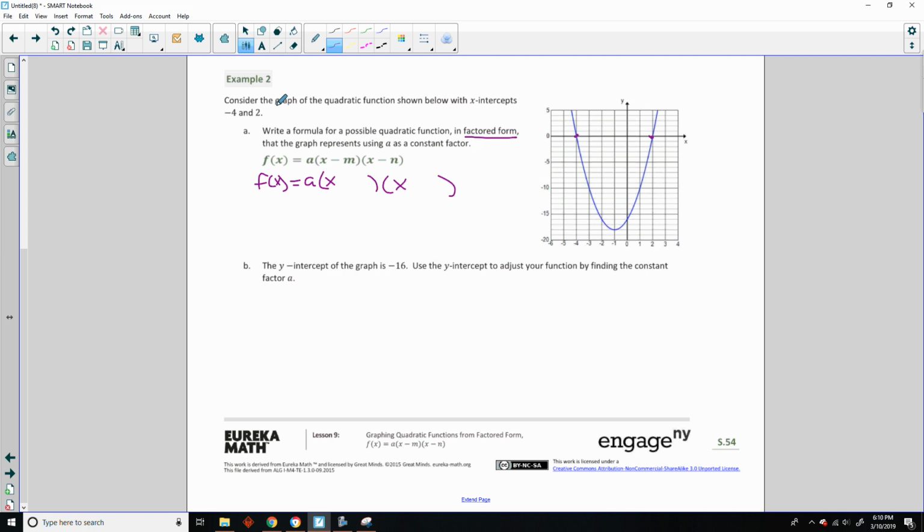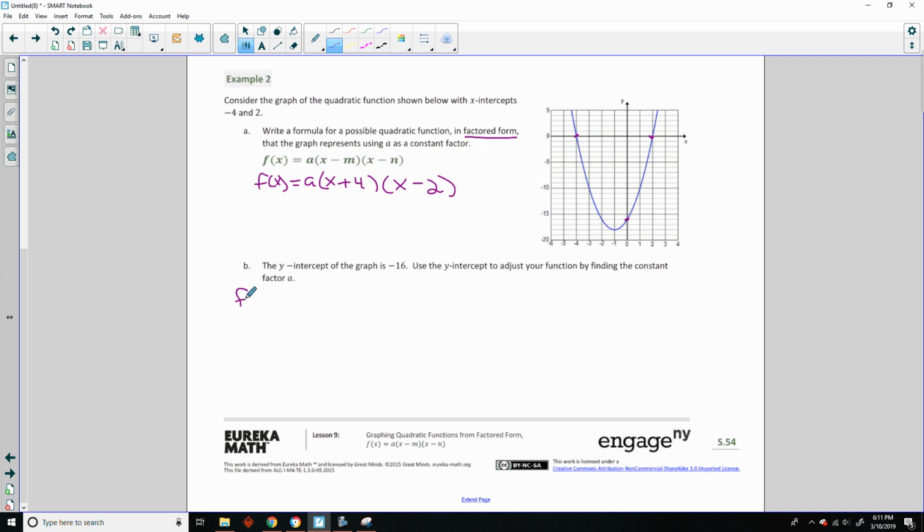Well, my m and my n are the opposites of my zeros. So if this is negative 4, then this is going to be plus 4. And if this is 2, then it's going to be minus 2. So f of x equals a times x plus 4 times x minus 2 would be a factored form equation for this graph. Now B says the y-intercept of the graph is negative 16. So this value right here is negative 16. Use the y-intercept to adjust your function by finding the constant.